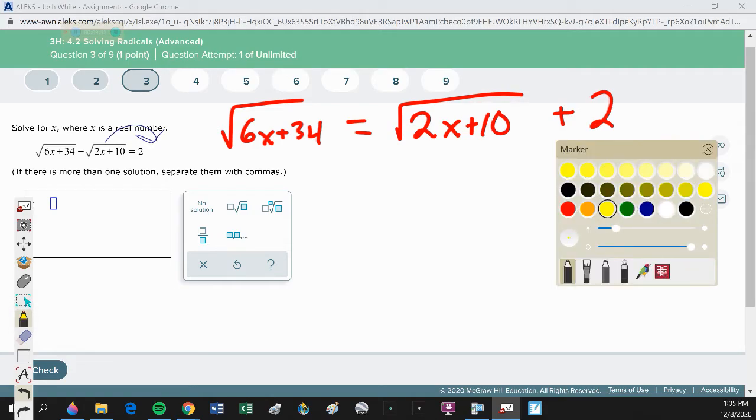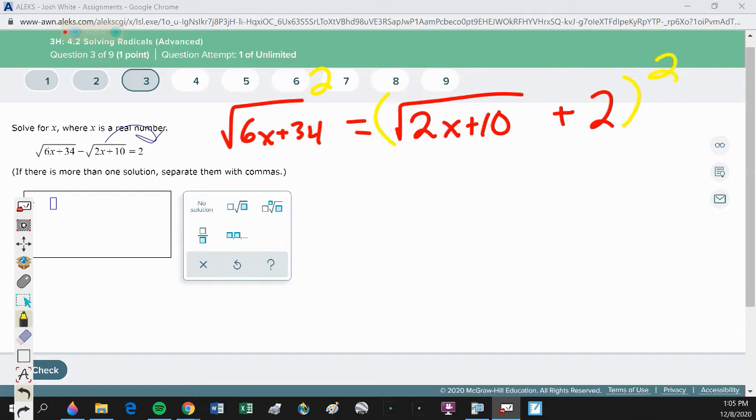So now I square both sides. The left side is easy, 6x plus 34. The right side is a little bit harder. What is that times itself? 2x plus 10. And what is this times itself? 4. And what happens in the middle? 2 copies of that. So 2 square root of 2x plus 10 plus itself gives you 4 roots of 2x plus 10.